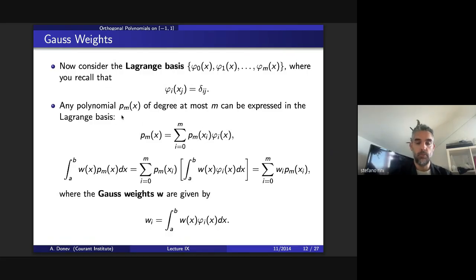Any polynomial p_2m of x of degree at most m can be easily expressed in the Lagrange basis like this. So you multiply the basis by the evaluation of the polynomial at the point xi. Now we put this decomposition inside this integral, and since the integral is over a finite interval, and polynomials are square integrable, we can flip the integration and the summation.